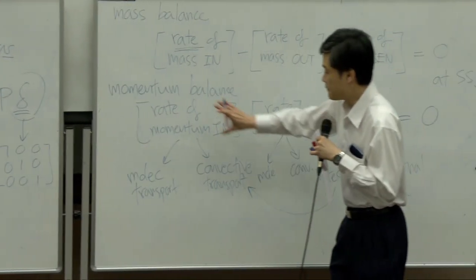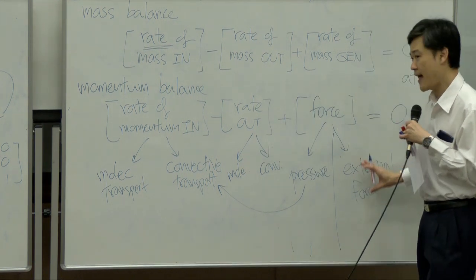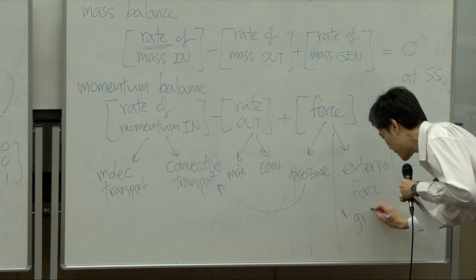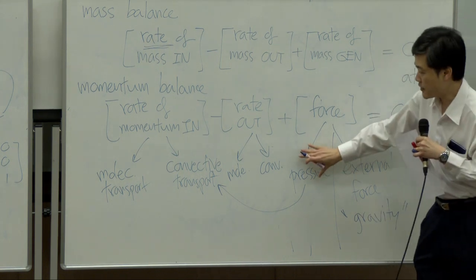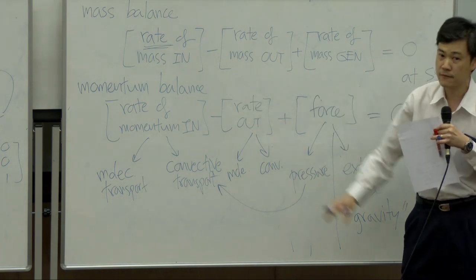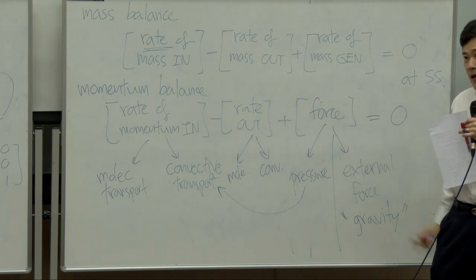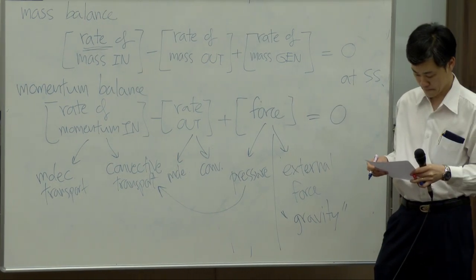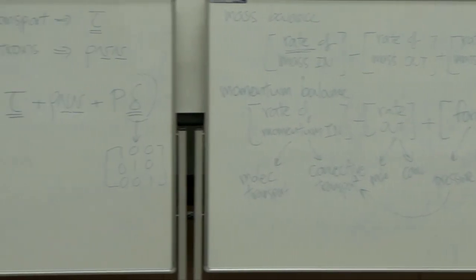So we can have phi going in, phi going out, and add external force, which is exclusively gravity. Pressure is already added to that part. This equation is momentum balance. Any question?